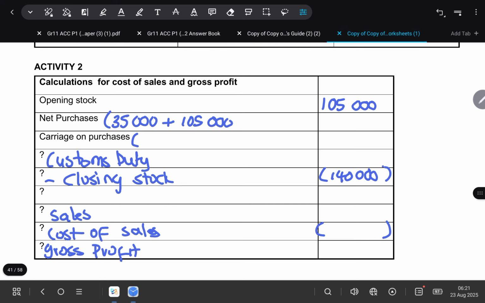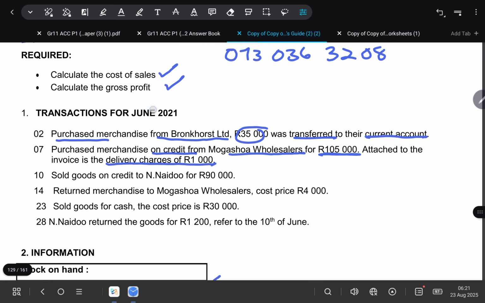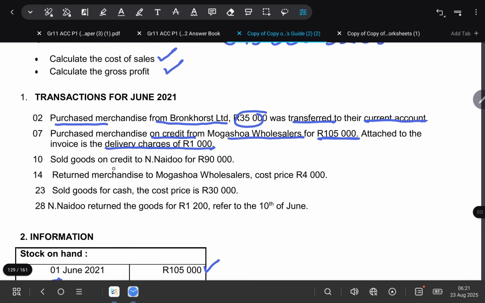Remember I said carriage on purchases, they charge it when you bought local. And then when you bought outside the country, we call that customs duty. Okay. Next, they are saying that we sold goods on credit to Naidu for 90,000.